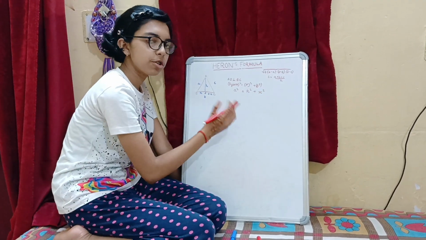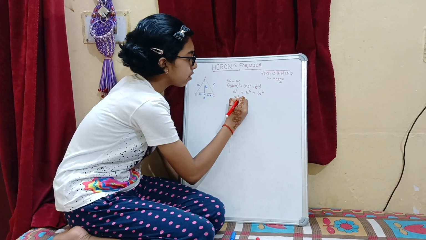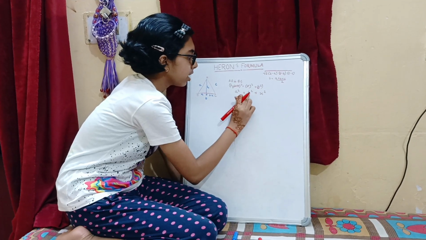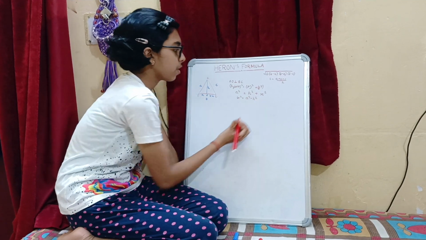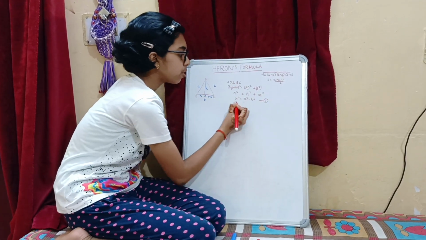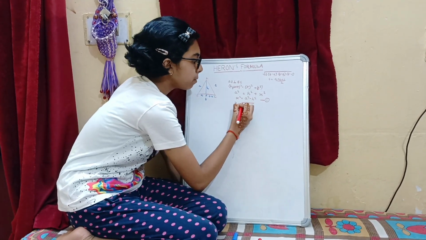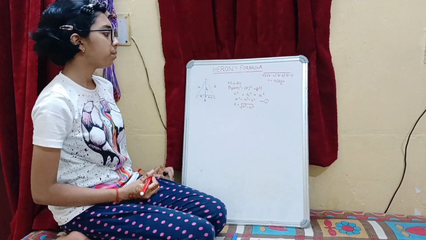Now we will change the position, so x square will be equal to a square minus h square. So this will be our first equation. x will be equal to, here the square will go under root, so it will be under root a square minus h square.